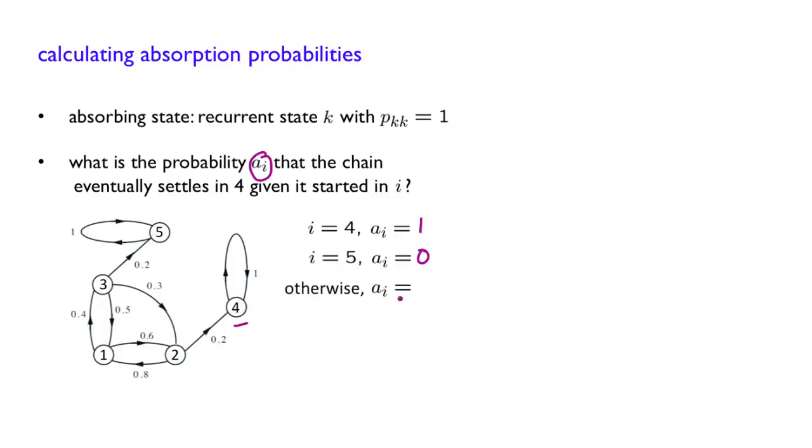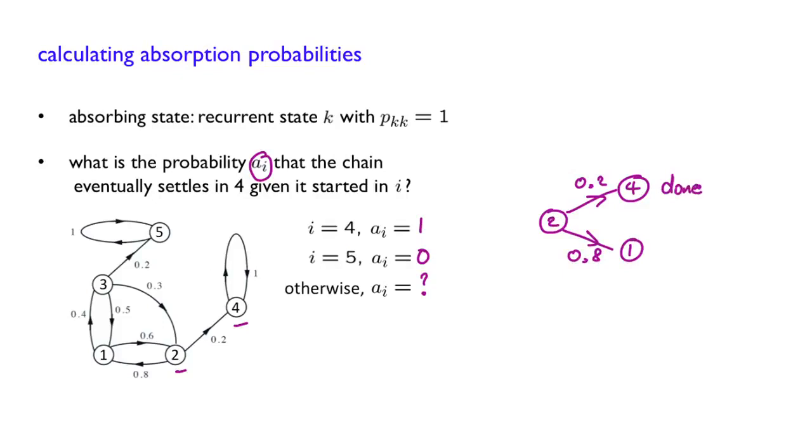What about the other cases? Well, it's not so clear. Let us consider, for example, that you started from 2. What could happen next? Well, from state 2, let's build a tree. You can either, with a probability 0.2, go to 4, or with a probability 0.8, you will go to 1. Now, in the first case, you're done.